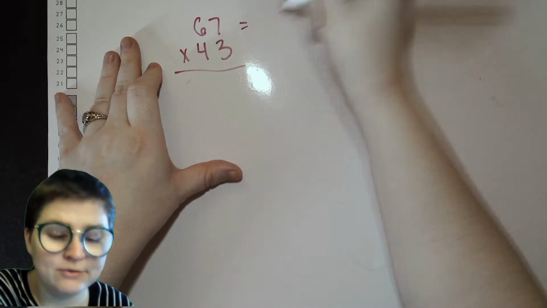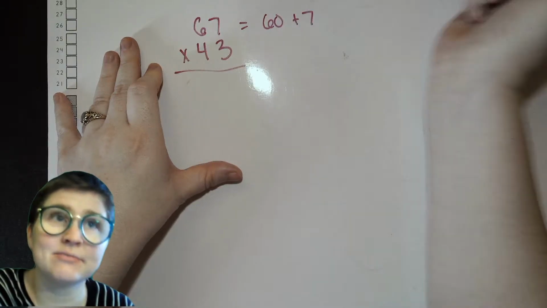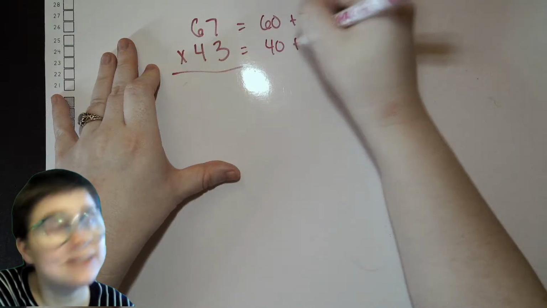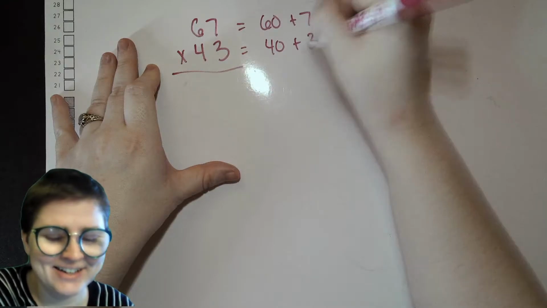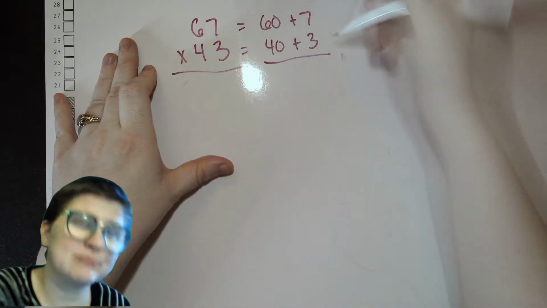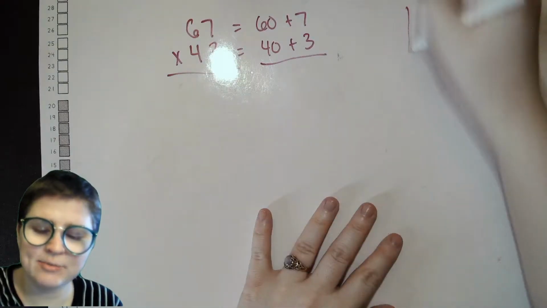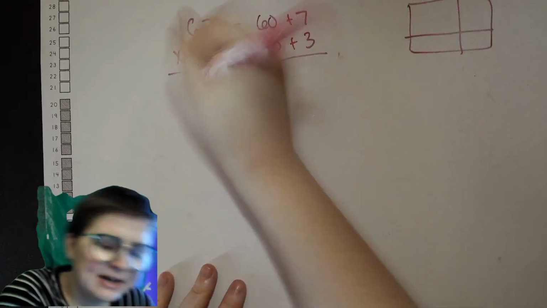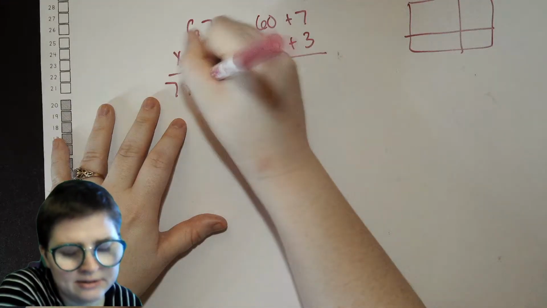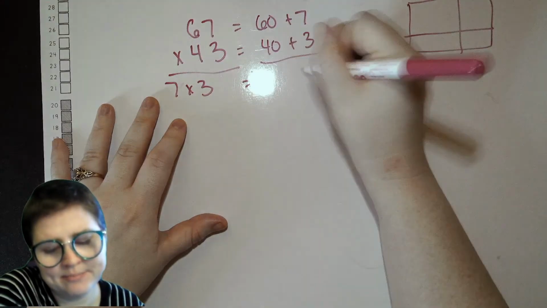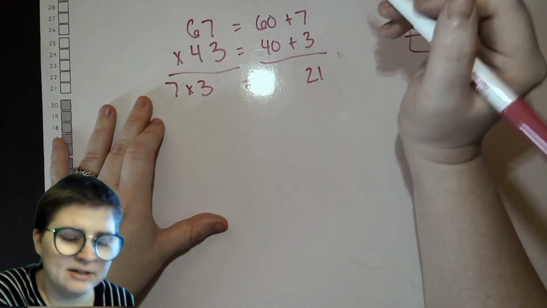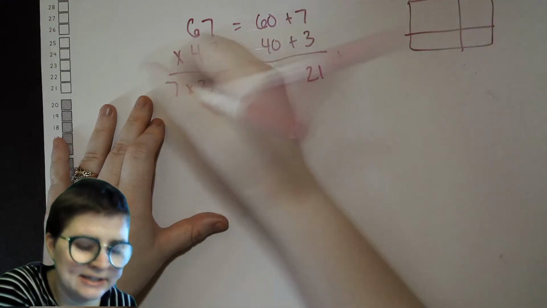Okay? So you know that 67 in expanded form is 60 plus 7, right? And you know that 43 in expanded form is 40 plus what? 3, right? So then you can just multiply each chunk by each chunk, the same way you would do in the area model. So let's do 7 times 3. What's that? 21.